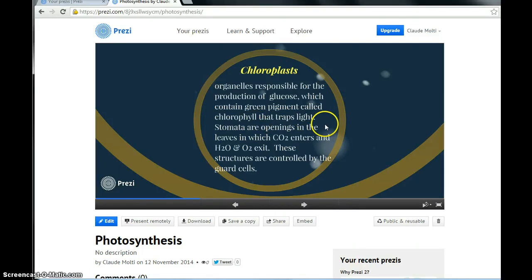Stomata are like little mouths, little openings in the leaf in which carbon dioxide enters. Again, plants need carbon dioxide, and water and oxygen can exit, can leave into the atmosphere. These structures are controlled by these bean-shaped structures that look like beans. So they're called guard cells. And those guard cells control the opening and closing of the stomata, so the plant, the leaf itself, will not dry out.